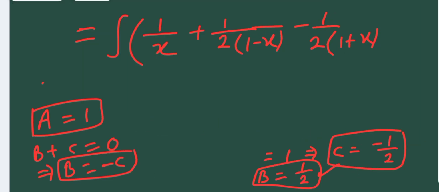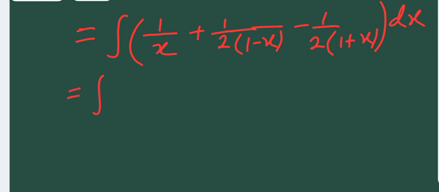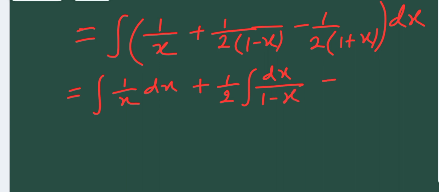So this will be like this. So this is dx. Now I am erasing these values because we have already noted them down, okay. So now if I separate, this will be a separate integration of 1 upon x dx, and then a separate integration for half, so half will come outside and it will be dx upon 1 minus x, and then minus half will come out and then integration of dx upon 1 plus x.